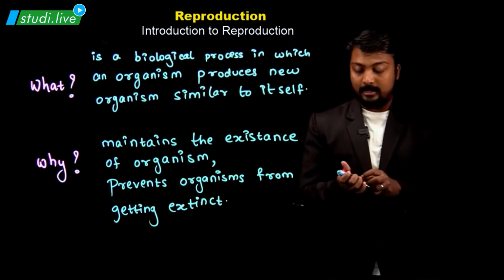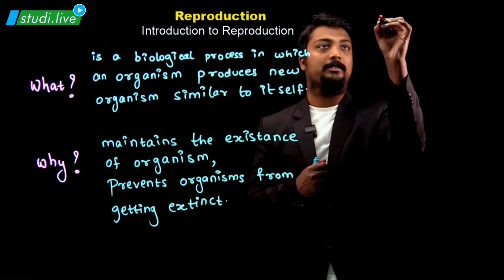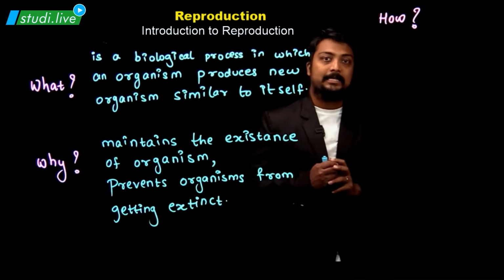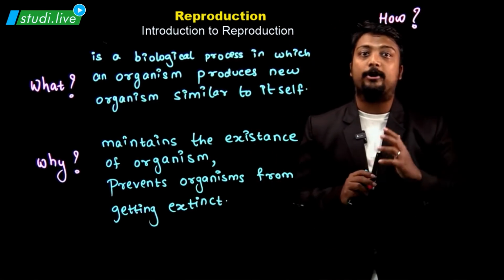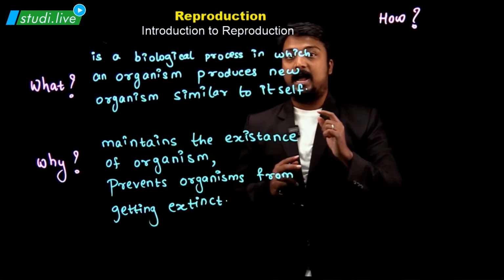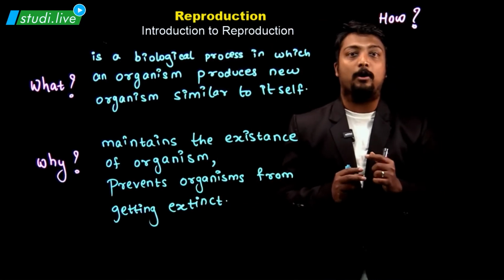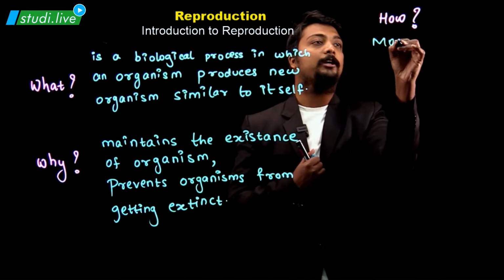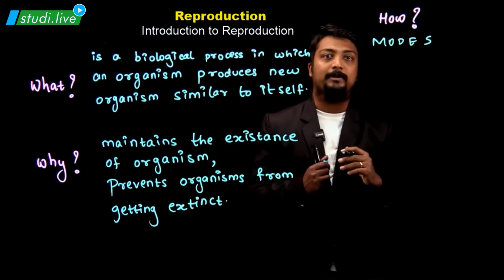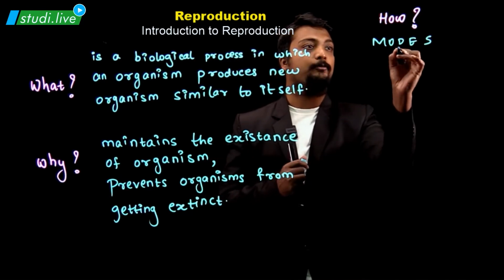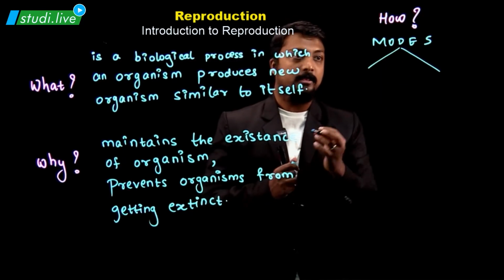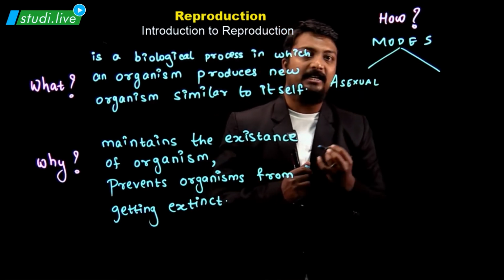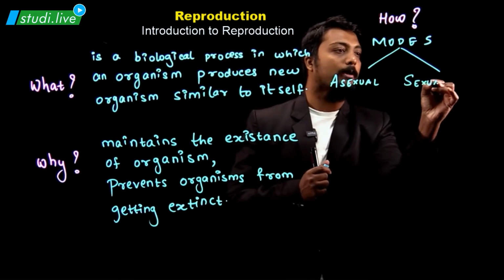The next very important thing that you are going to learn in this entire chapter is how. How does reproduction occur? When I say how does reproduction occur, I'm talking about the modes of reproduction. I have two types, or two modes, of reproduction. The first one is asexual mode, and the second one is sexual mode.